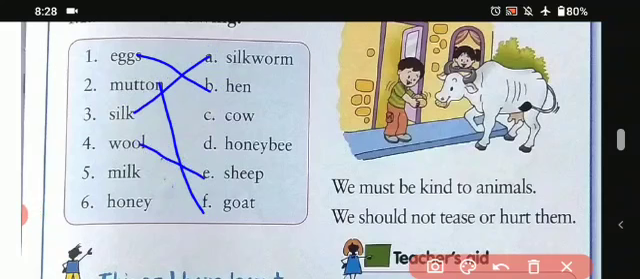Okay, students? And the milk. Yes, students, we get it from the cow. And the last is the honey. As we have studied earlier, from where do we get the honey? Yes, from the honeybee. Okay, students, this is how we match the following. So do it in your book and learn it.